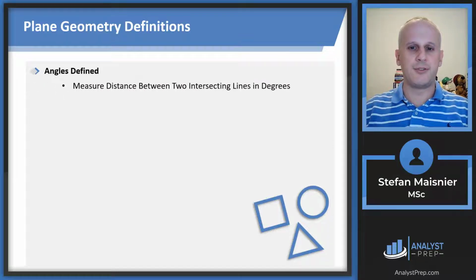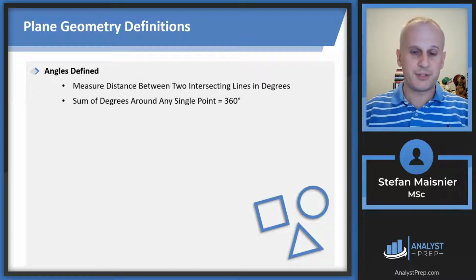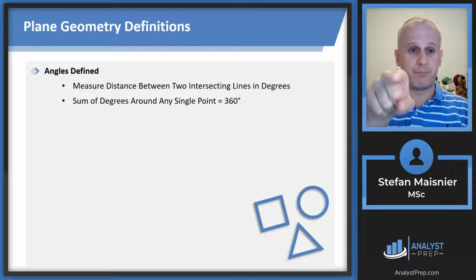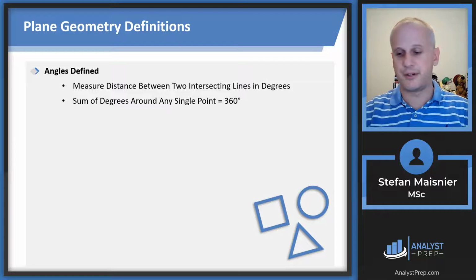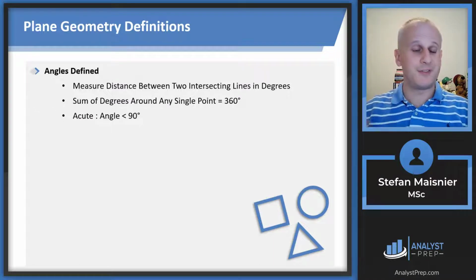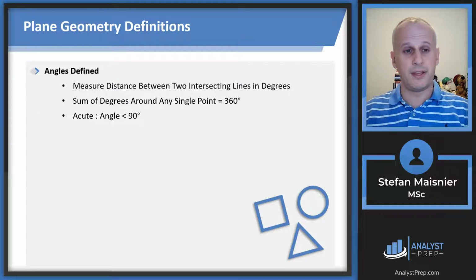And angles measure the distance between two intersecting lines in what are known as degrees. So the sum of degrees around any single point is going to be 360, and that's because if you put a point with your finger there, you draw around it, you create a circle. There's your 360 degrees.